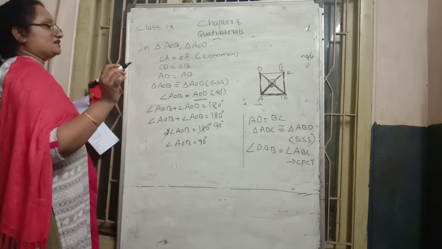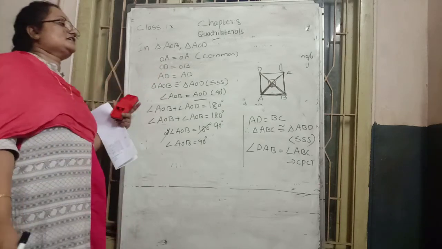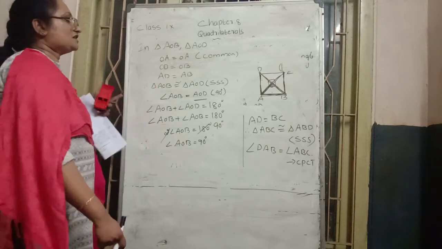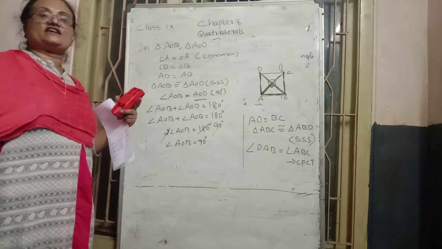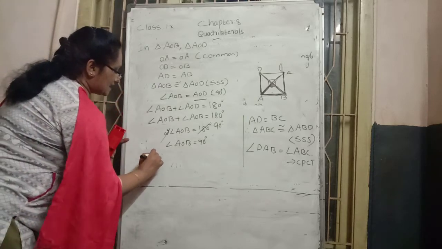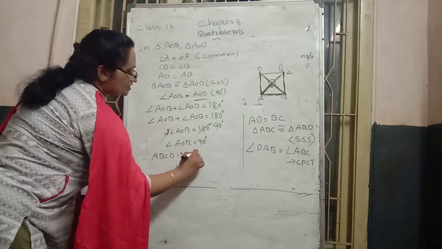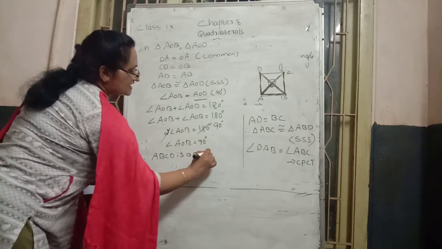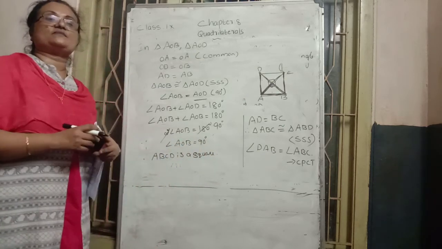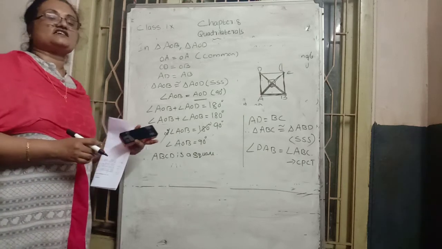So what can we conclude? It is a square. We can prove that ABCD is a square: the sides are equal and one angle is 90 degrees. That's why we can say that ABCD is a square.